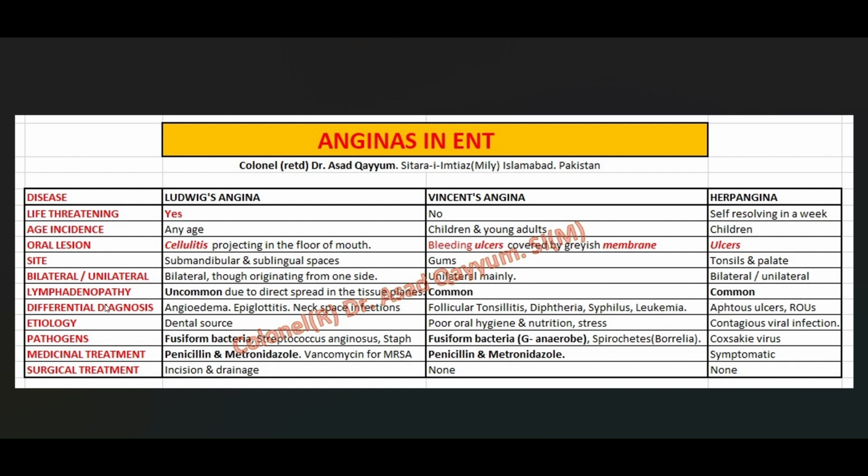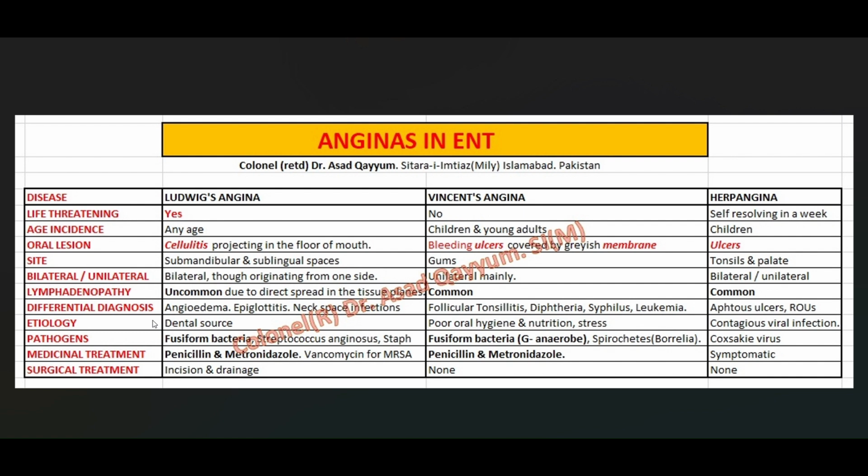Coming towards the differential diagnosis, in case of Ludwig's angina, we have to differentiate it from angioedema, epiglottitis, and neck space infections. In case of Vincent's angina, we have to rule out follicular tonsillitis, diphtheria, syphilis, and leukemia. In case of herp angina, aphthous ulcers and recurrent oral ulcers come in the differential diagnosis.